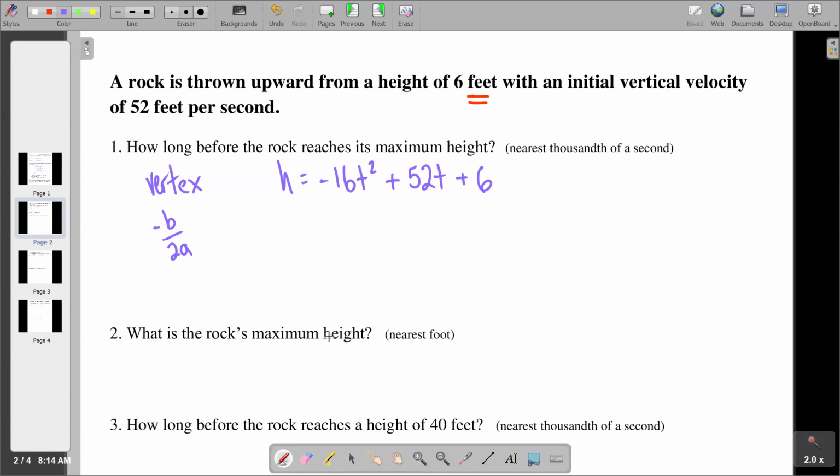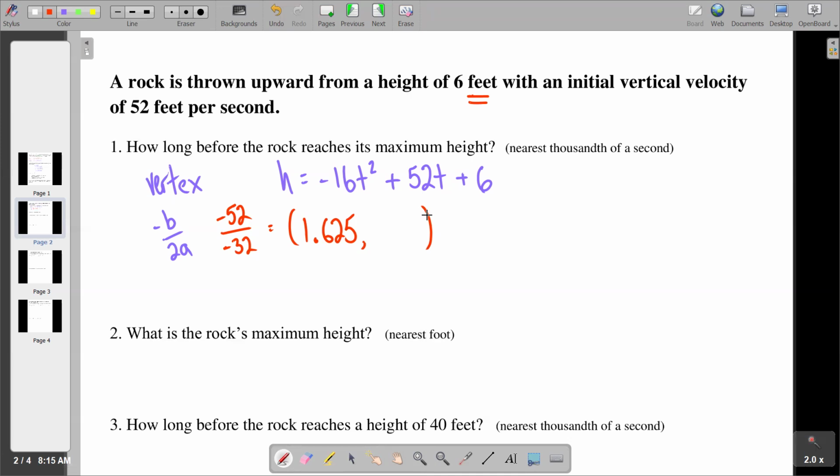So let's find the vertex of the equation we just wrote. What's our negative b over 2a going to look like? Negative 52 over negative 32. Good. So at this point, you would, of course, grab your electronic calculating device and type in 52 divided by 32, and you would get 1.625. So that means that 1.625 is the x coordinate of the vertex.